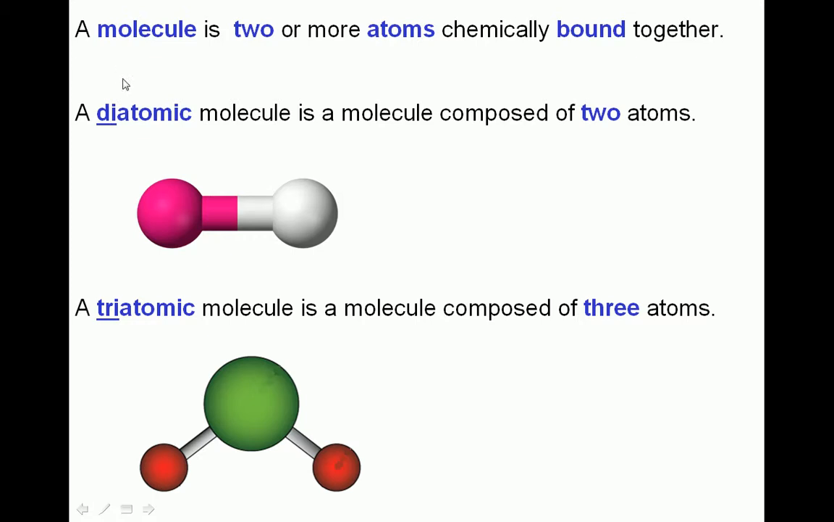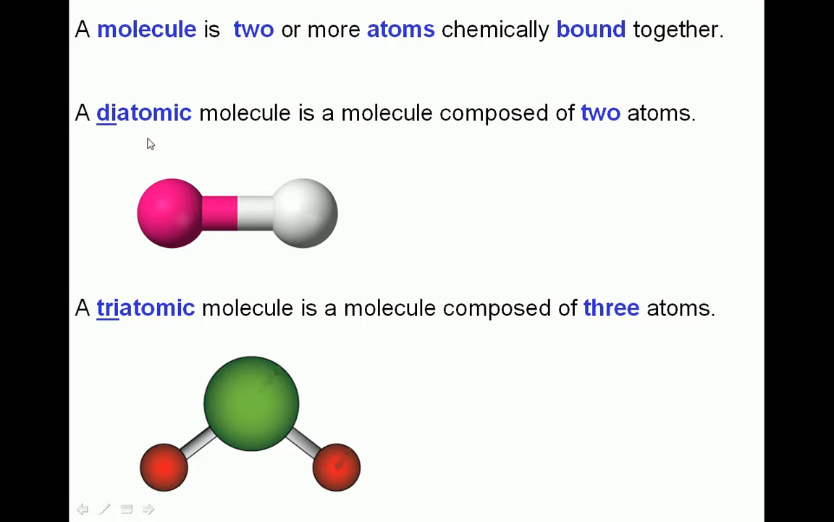So now we start talking about, in even more detail, pure substances. And now we're going to talk about molecules. A molecule is two or more atoms chemically bound together. Now this may be atoms of the same type, or it may be atoms of different types. And we name molecules in a variety of different ways.